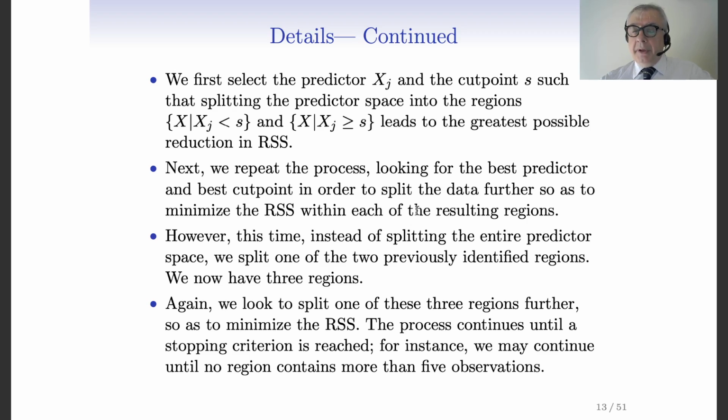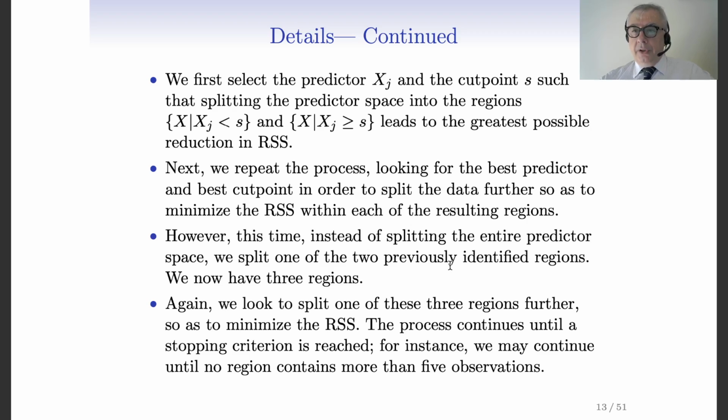There is a difference in the second, third, and fourth step with respect to the first one. In the first step, I am splitting the entire predictor space, while in the subsequent steps, I have to split just one of the two regions I found in the first step. So when I go on with the procedure, the splittings that I consider are splittings of the temporary leaves, in some sense. So at some point I have temporary leaves, and I consider splitting them.